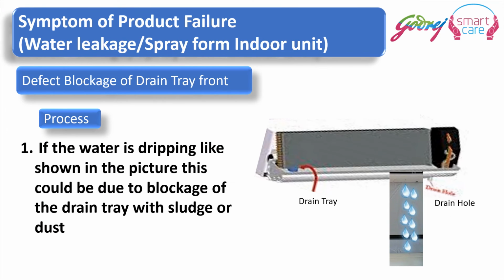Blockage of drain tray. Water dripping continuously from any one place of the indoor unit clearly indicates that the drain tray is completely or partially blocked and is not capable of draining off the water at the rate at which it is formed inside the indoor unit.